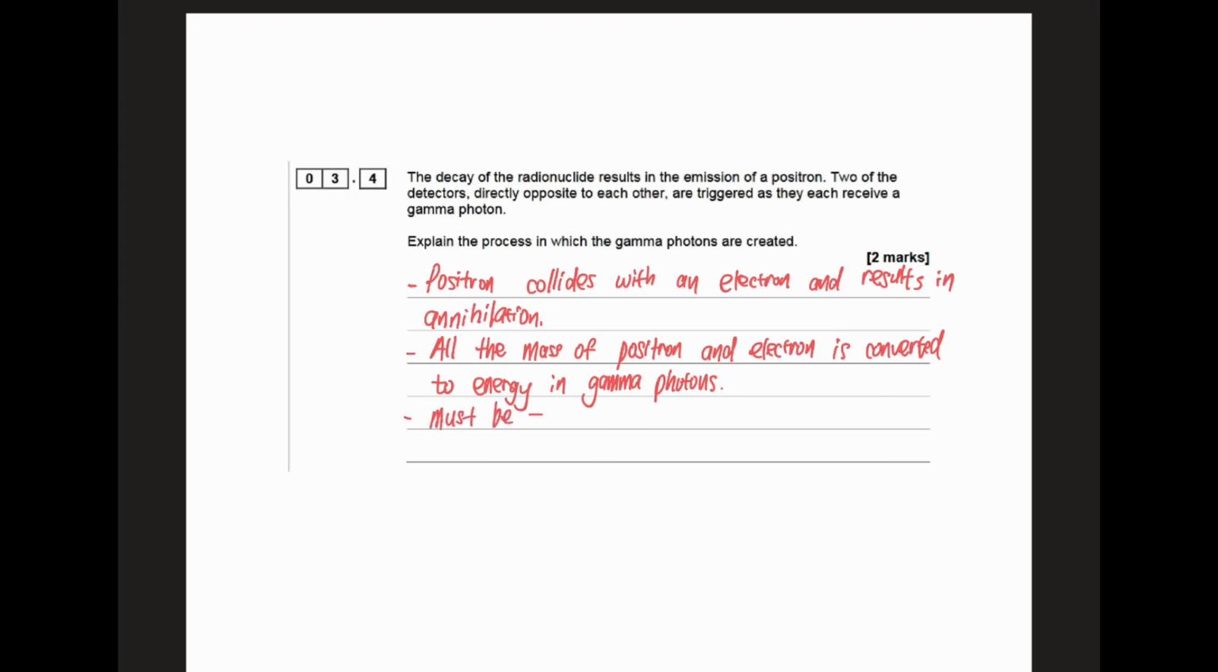Must be 2 photons traveling in opposite directions to conserve momentum. Okay, we have 3 points altogether and you will get a maximum of 2 marks. Now let's look at the next part.